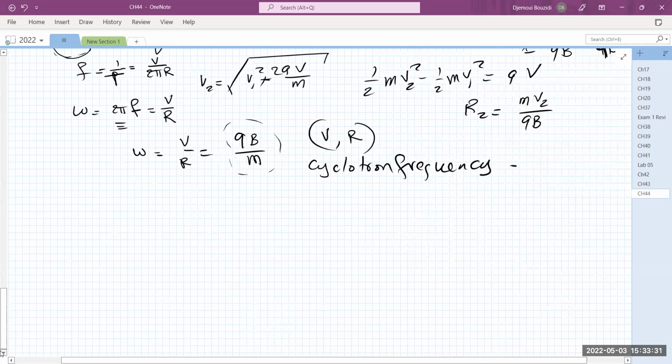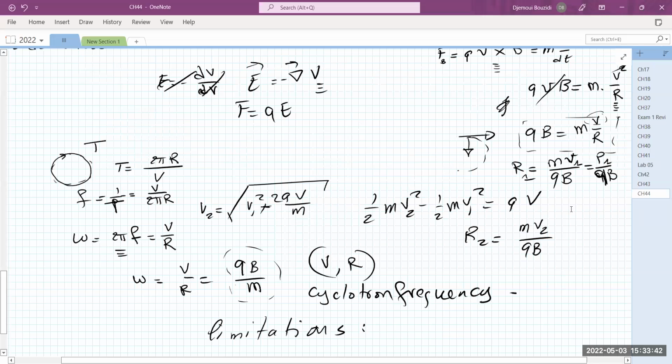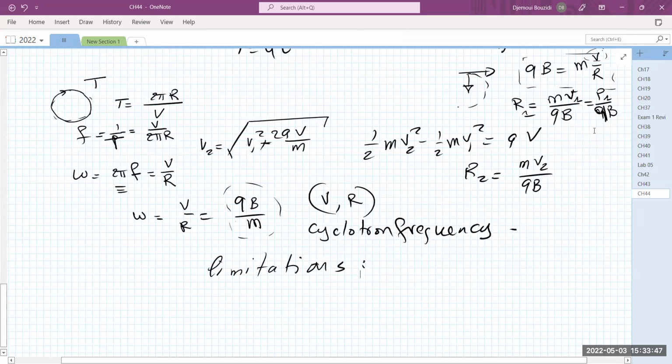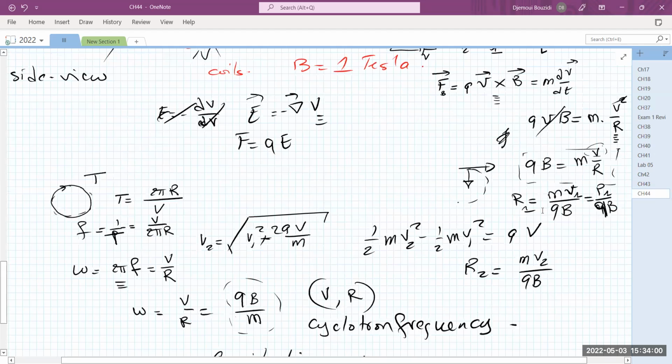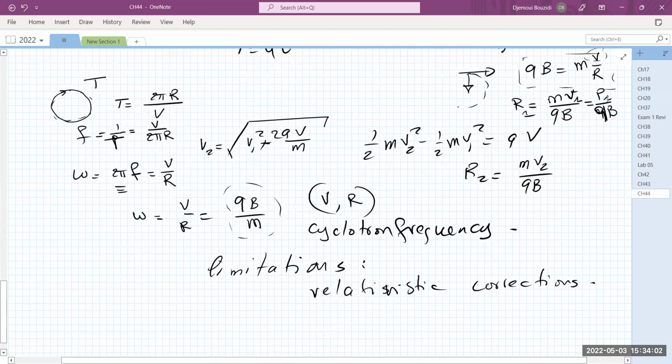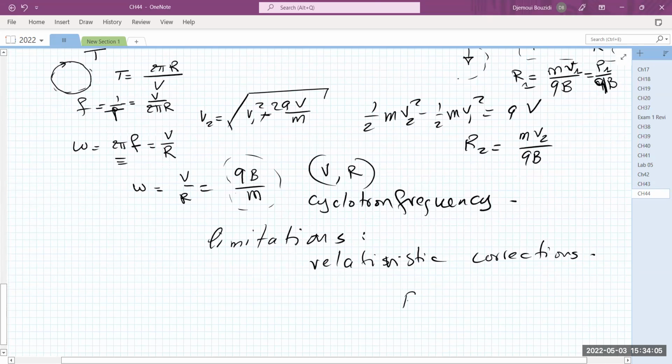The problem with the cyclotron is there are some limitations. There are two of them, but the second one is secondary to the first one. The first one is that the velocity starts to increase until this expression becomes no good, because then you have to introduce relativistic corrections. In other words, this expression here that I was writing for the radius r is going to be the momentum divided by qB.